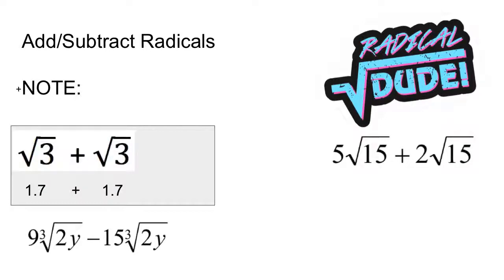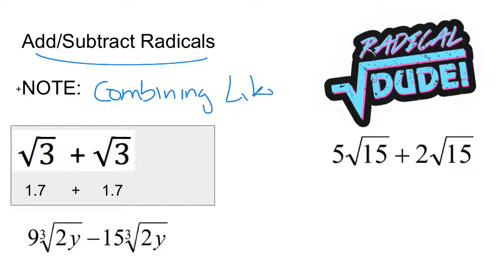Okay, so that last slide was probably the hardest one. This actually gets a little simpler again. So when you add or subtract radicals, I want you to remember it's just combining like terms. So you're just combining like terms when you do that.